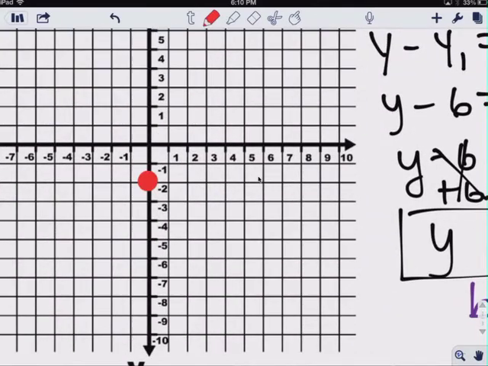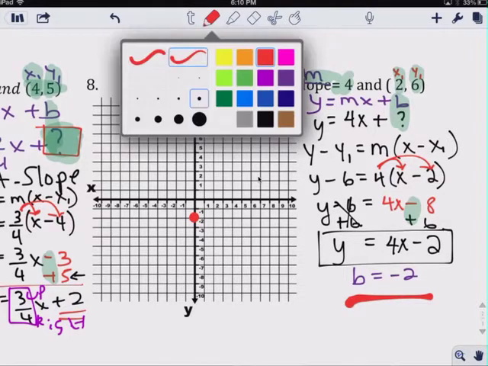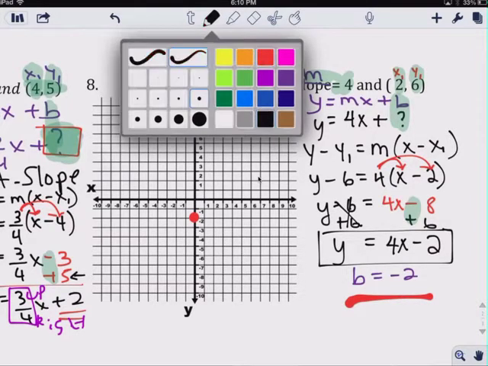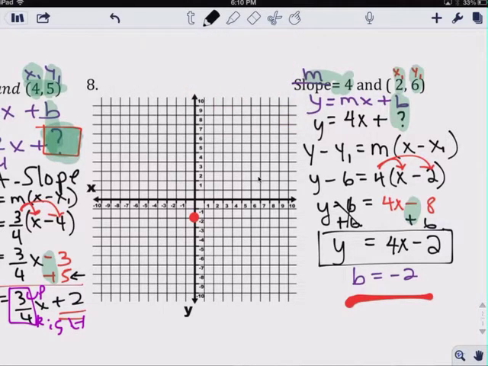And we need that b, we need that negative 2 to put it onto the graph. Negative 2 right there. Okay? Use that one to graph. Very important. Okay, now we use slope. Slope of 4, which is the same thing as 4 over 1. So that means you go up 4, right 1.